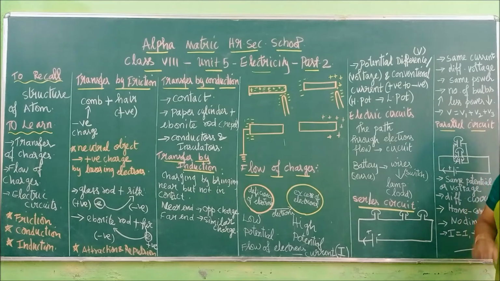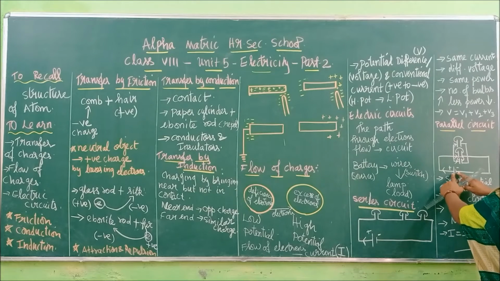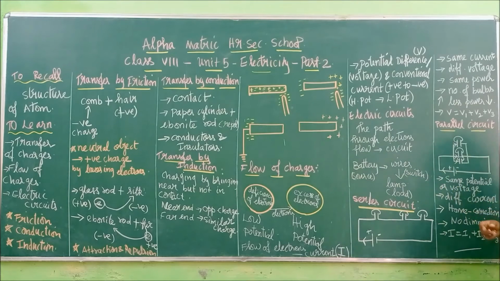Now coming to the parallel circuit. Parallel means both ends are connected. In series one end is connected to the other end; here both the ends. See here, the battery is here. Actually it is called a cell, children. One positive terminal and one negative terminal is called a cell. When more cells are interconnected, that is called a battery.